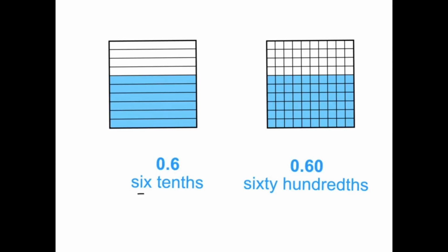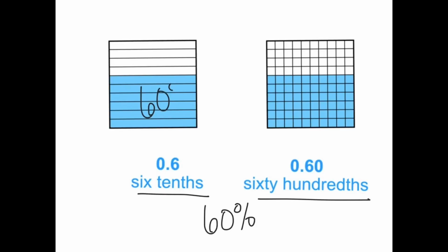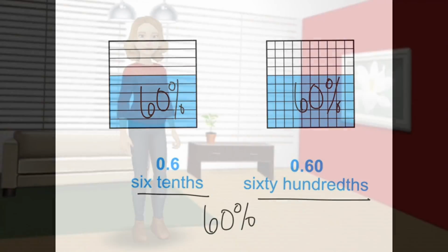6/10 and 60 hundredths are both represented by 60%. 60% of both of these blocks are colored blue. One simply started out of 10 sections, the other one was out of 100.